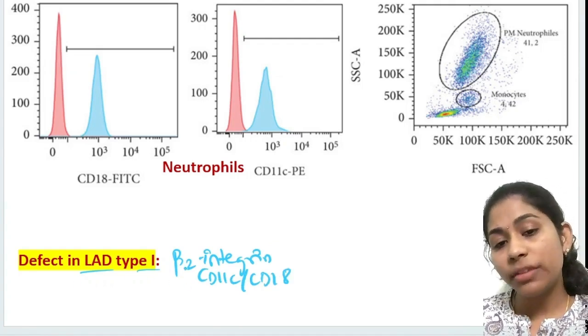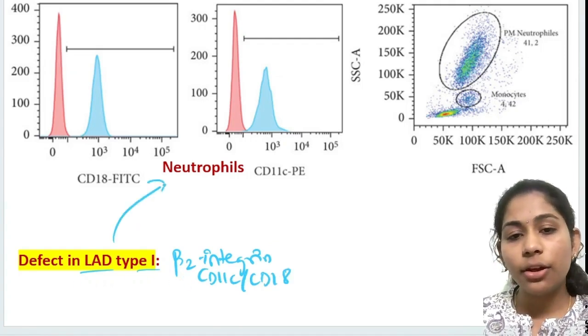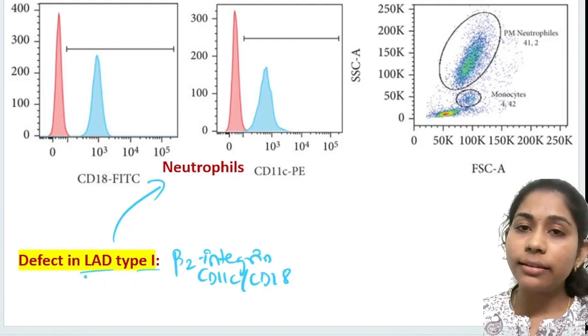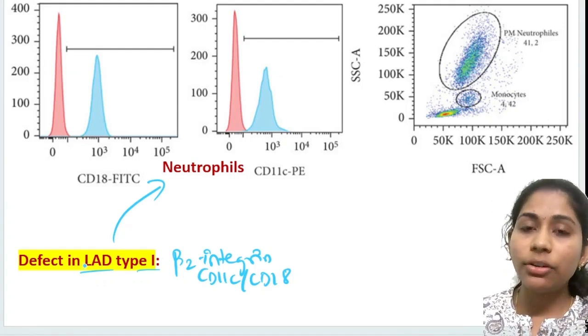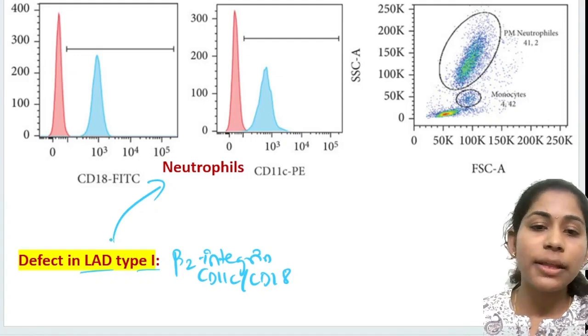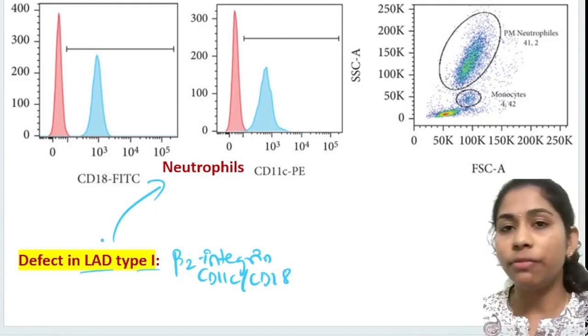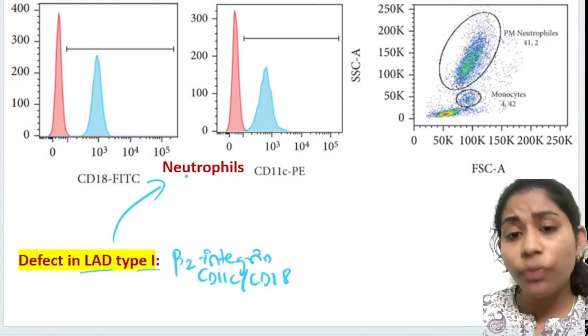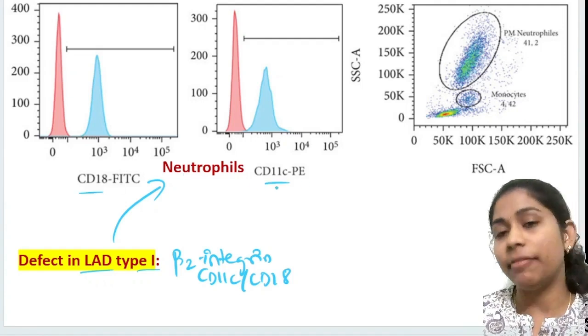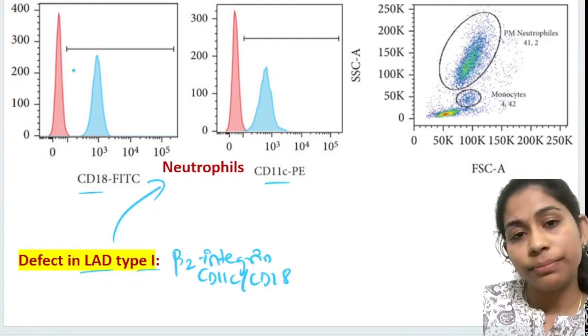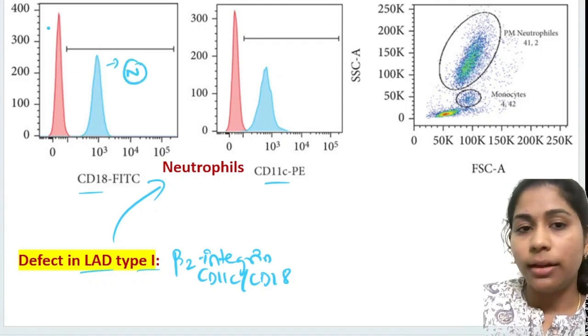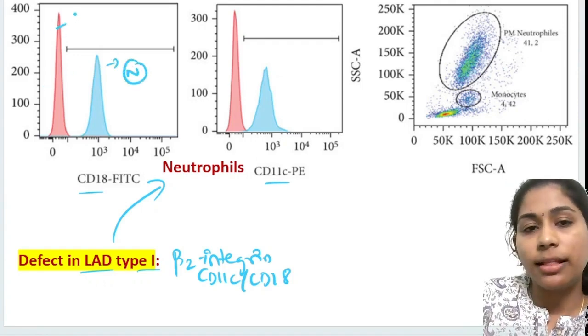So on which cell do we have to check here? It is neutrophils, right? Because leukocyte adhesion, aggregation, rolling, movement, all these are done by the neutrophils, right? From the vascular compartment to the site of infection, correct? So on the neutrophils, we have to check for CD18 and CD11C. And again, which one is normal, which one is abnormal? The blue ones are normal. And this one, as I said, the extreme left one, is the patient.